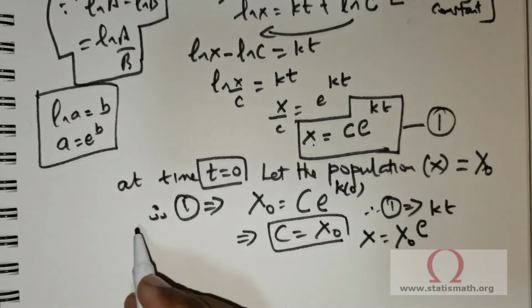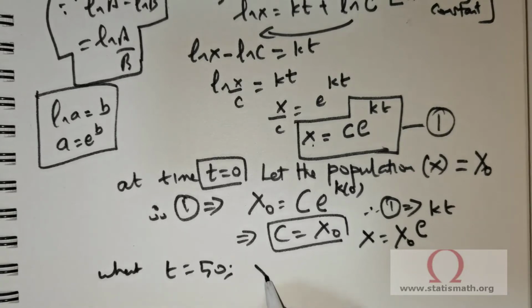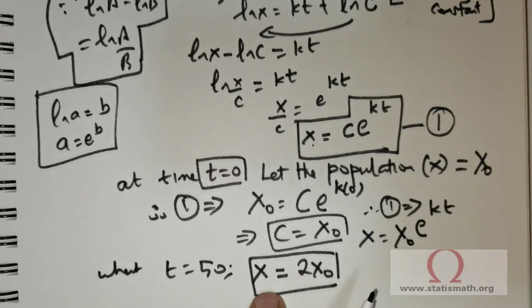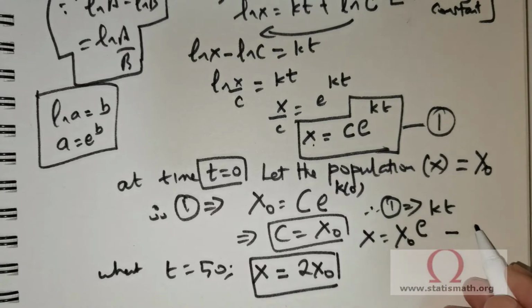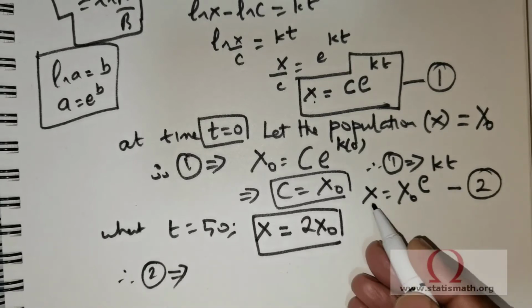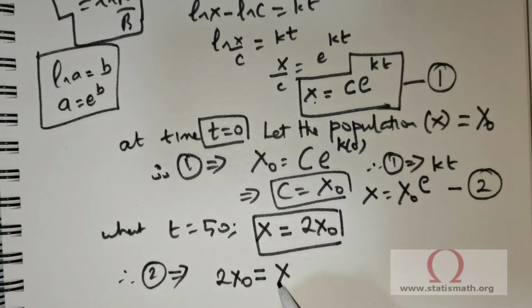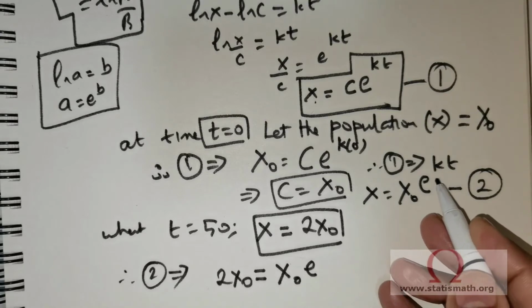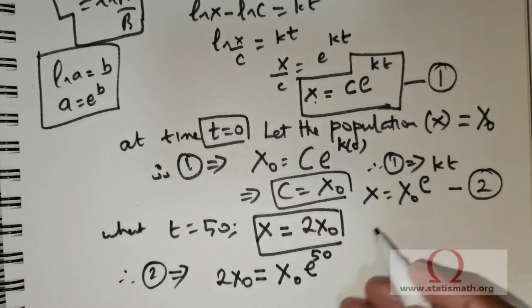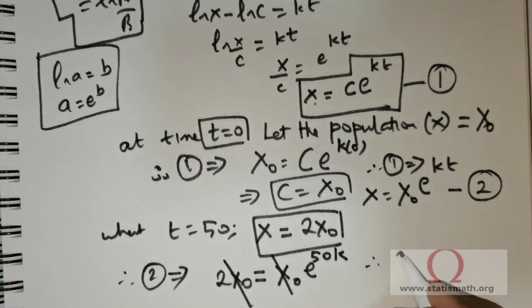Now, it is said in the question, when t is equal to 50, the population doubles. The population becomes x is equal to 2 x naught. So if I take this as equation 2, therefore I can write, in place of x, I'm going to substitute 2 times x naught, and that is going to be equal to c, which is x naught, times e raised to the power, in place of t it's going to be 50, and I already have a k there, so just place it like that. Now, if I cancel this x naught, then I would get 2 to be equal to e raised to the power 50k.